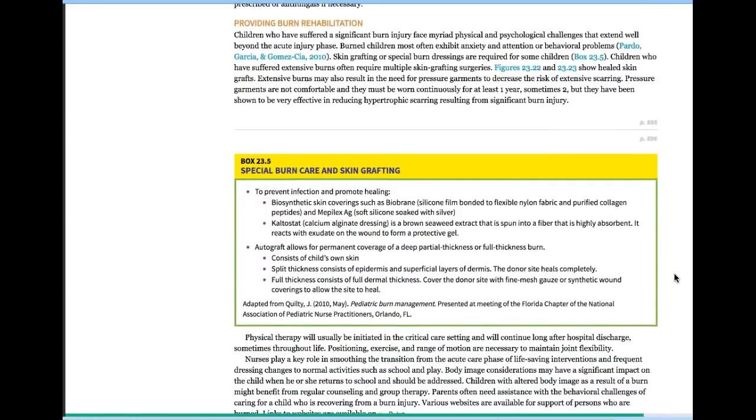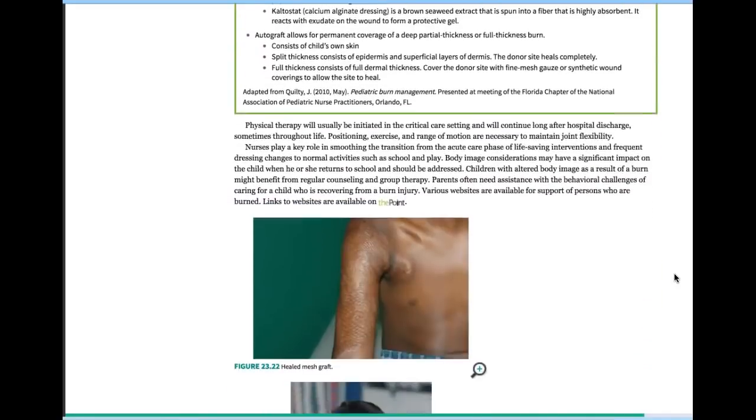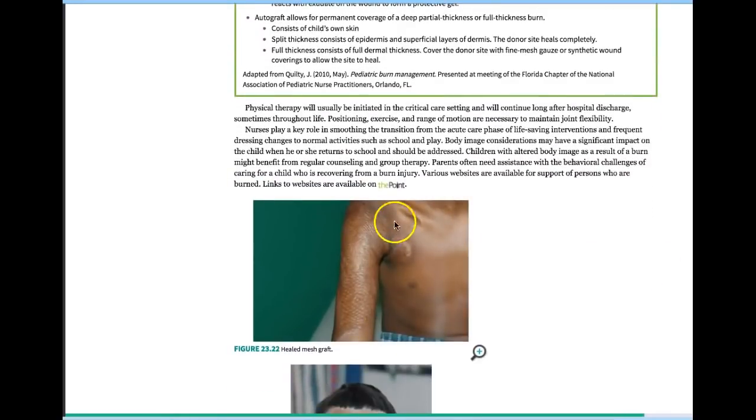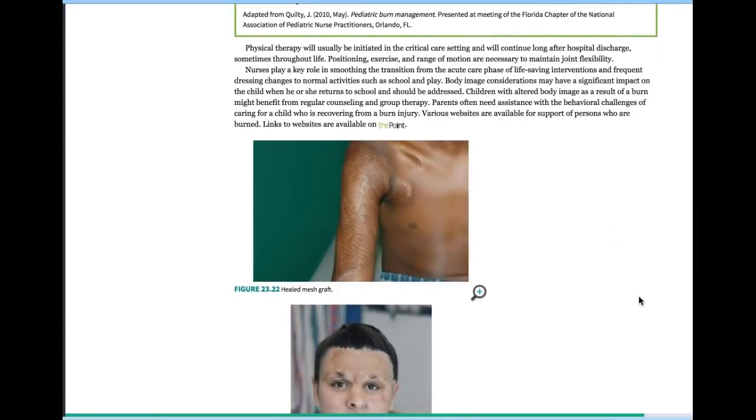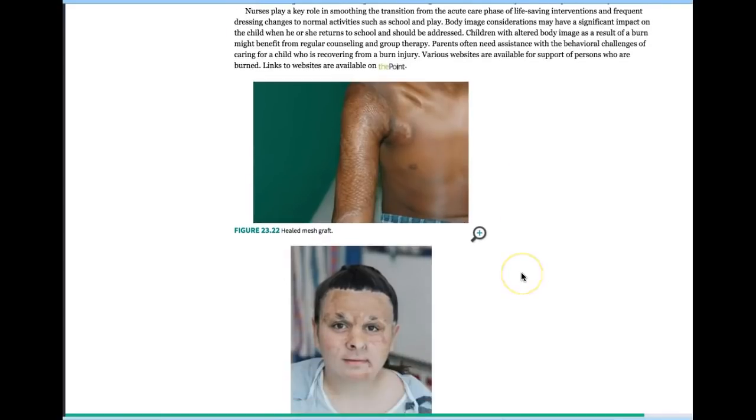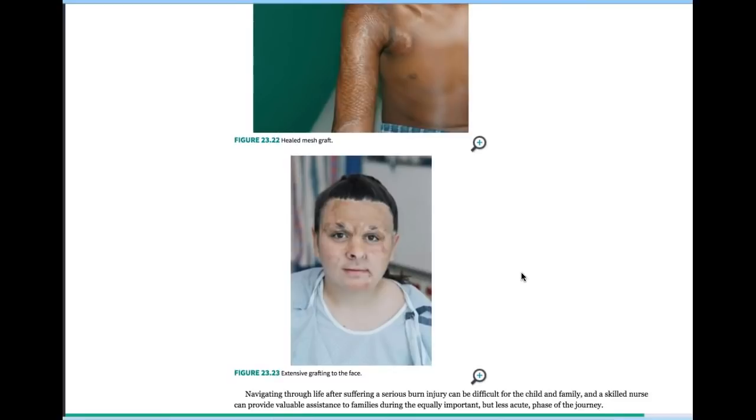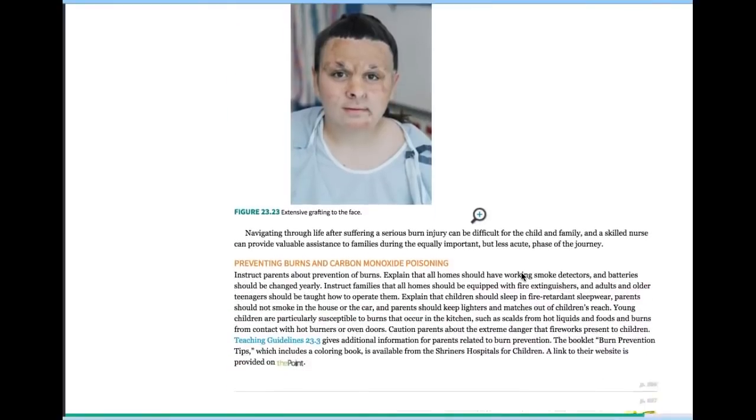Here's some information about burn care and skin grafts. Here is an example of a healed skin graft. Now, I can't really tell how far that goes up. It looks like it goes down not to the elbow, not to the AC, the flex there. So hopefully this didn't require too much rehab. But if it did extend over into the shoulder or down through your elbow joint, then rehab, physical therapy would be involved.